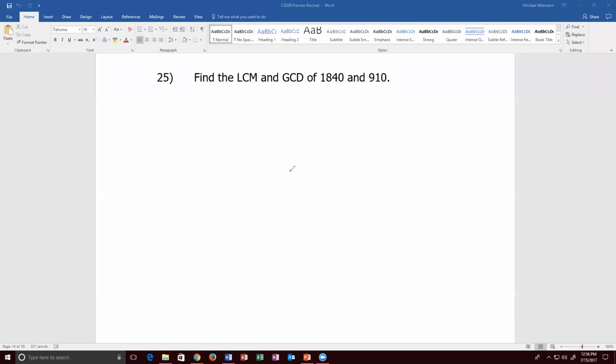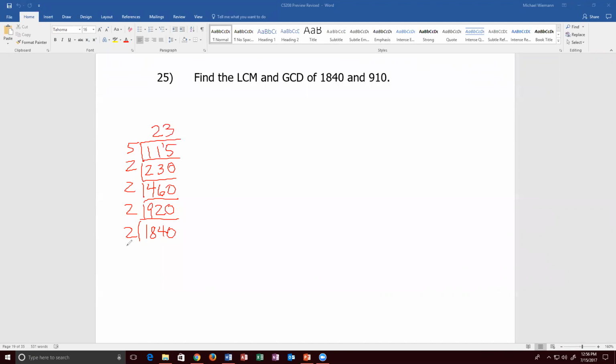Number 25, find the least common multiple and greatest common divisor of 1840 and 910. Well, let's go ahead and start with 1840 and find its prime factorization. It's even, so it's divisible by 2. Again, still even, divisible by 2. 2 goes into 9 4 times, so I believe we get 460. Again, divisible by 2, we get 230. And again, divisible by 2, so 115. Ends in a 5, so it's divisible by 5. 5 goes into 11 twice, and so we're at 15. 5 goes into 15 3 times.